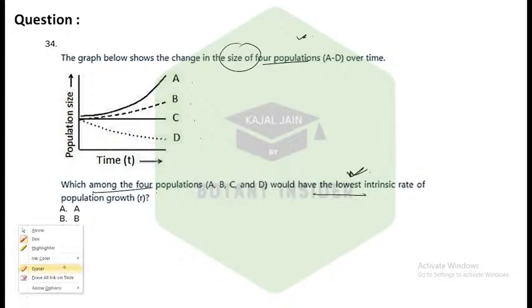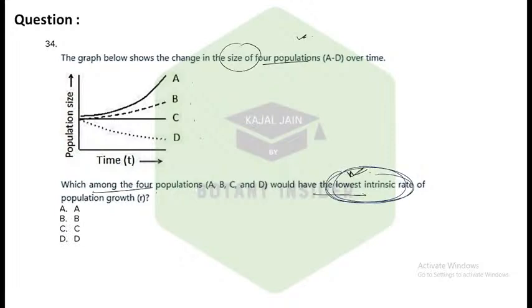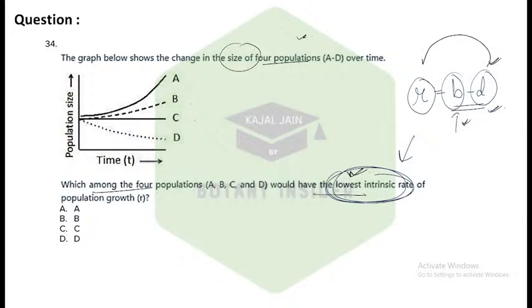Okay, see what the question is asking. You need to find out which of the following has the lowest intrinsic rate. What do you mean by intrinsic rate? Intrinsic rate is depicted with R, and the formula is B minus D, that is, birth rate minus death rate. In a specific population, the number of new individuals born subtracted from the number of deaths that have taken place is your intrinsic rate of population growth.